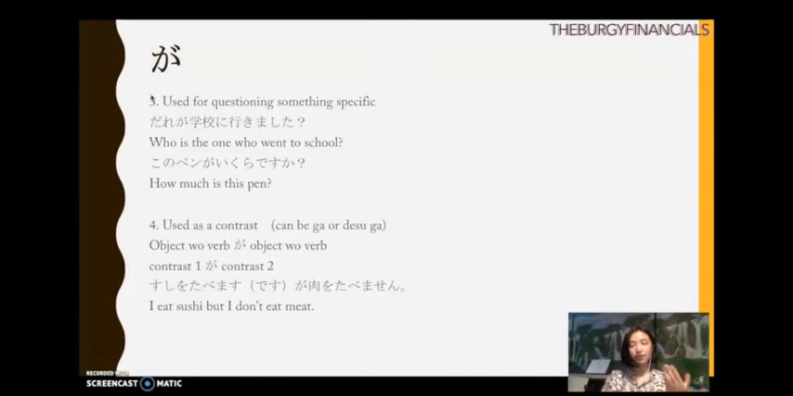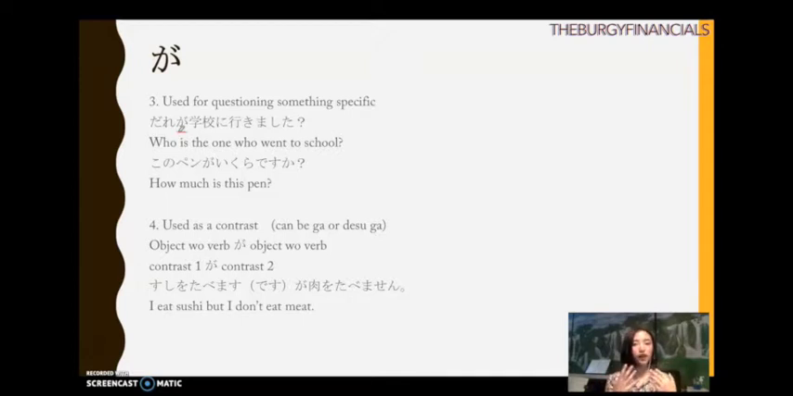Thirdly, we use ga to question something specifically. For example, we want to ask, who is the one who went to school? We're not just asking who went to school or who goes to school, but who is that person who went to school? So, 誰が学校に行きました?